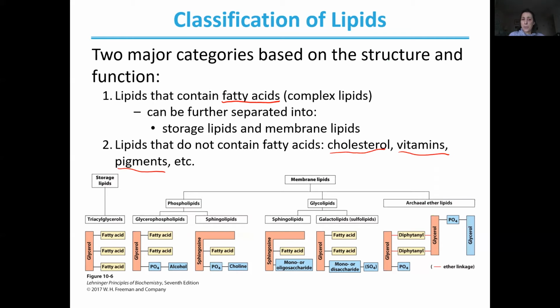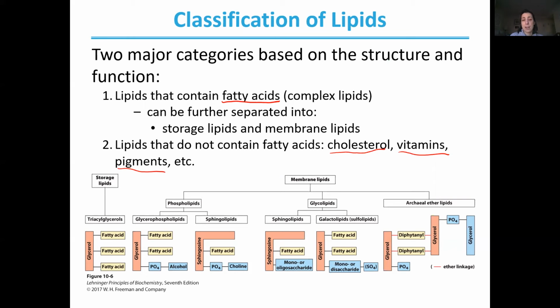Well, we're going to focus first on the lipids that utilize fatty acids because these lipids have somewhat of a similar structure. Again, there is no unifying structure for lipids, but within the lipids that utilize fatty acids, they have a general structure that is similar.